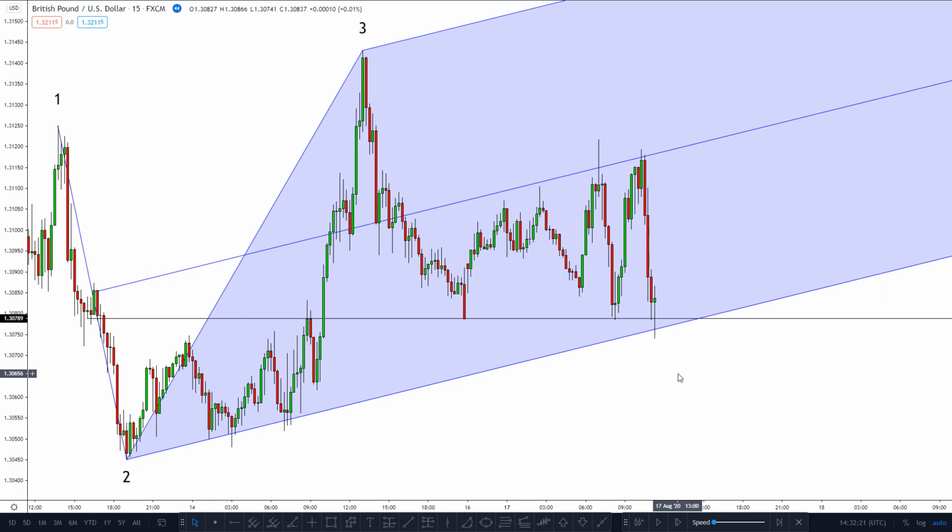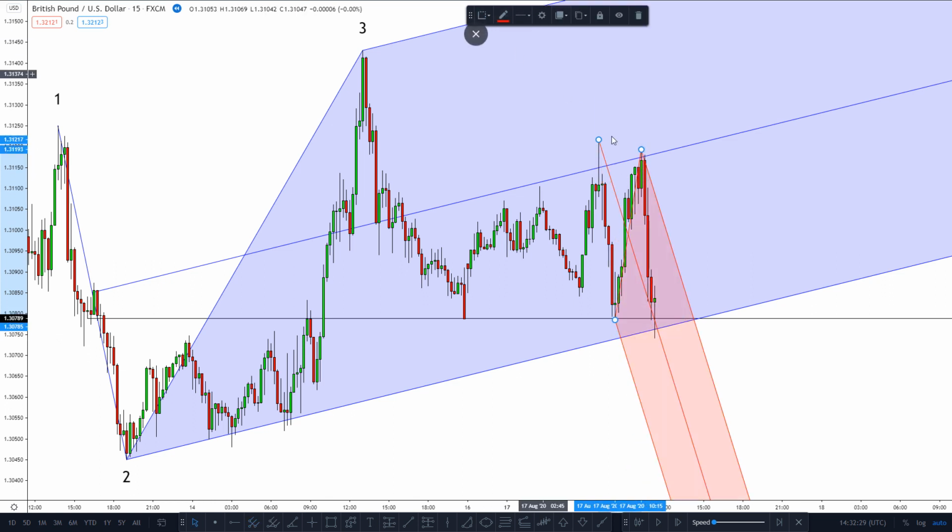We can also deploy a smaller Andrews pitchfork here to add yet another confirmation that this is indeed a reversal point. By placing a pitchfork in the last legs of the expanding pivot formation, we can see that price reaches the center line of this pitchfork at the same time it reaches the lower line of the large fork.